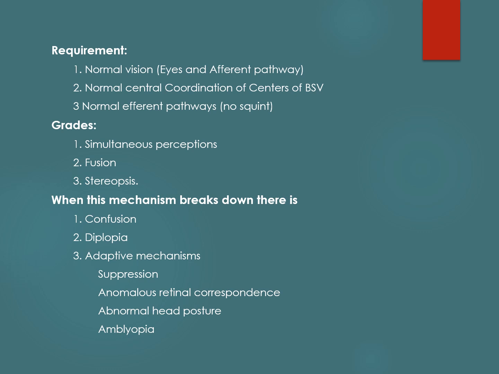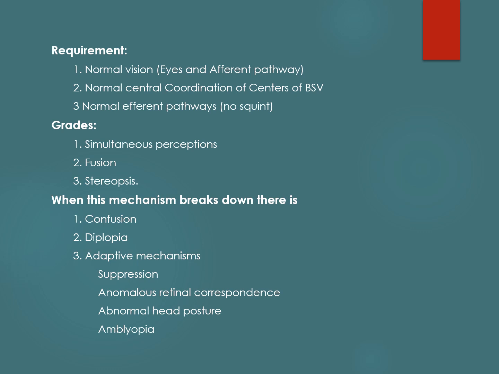When this mechanism breaks down, there is, number one, confusion. That is, one eye sees something, the other eye sees something else, and those two different things are superimposed upon each other. This results in confusion. Number two is diplopia. The same image is seen displaced because the eyes are not straight. And number three, there are adaptive mechanisms.